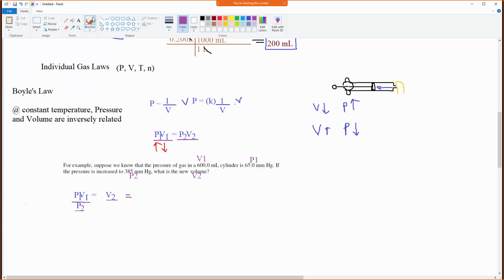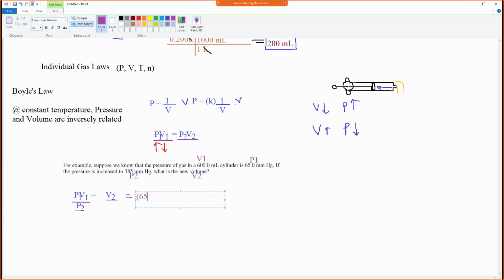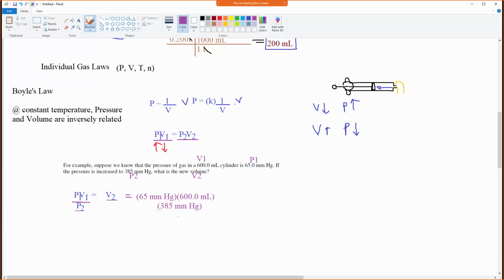And now we can just plug in. P1 was 65 millimeters mercury. Now I know you're doing algebra, but I still want you to use your units. That's important. And then the P2 given was 385 millimeters mercury. You'll notice that as you leave your units, you can still do math with the units. It'll still help you know if you did it right.